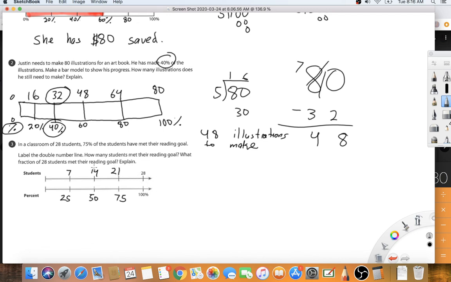Now the first question: how many students met their reading goal? In the classroom of 28 students, 75% of students have met their reading goal. 75% have met their reading goal. That means 21 students have met their reading goal.